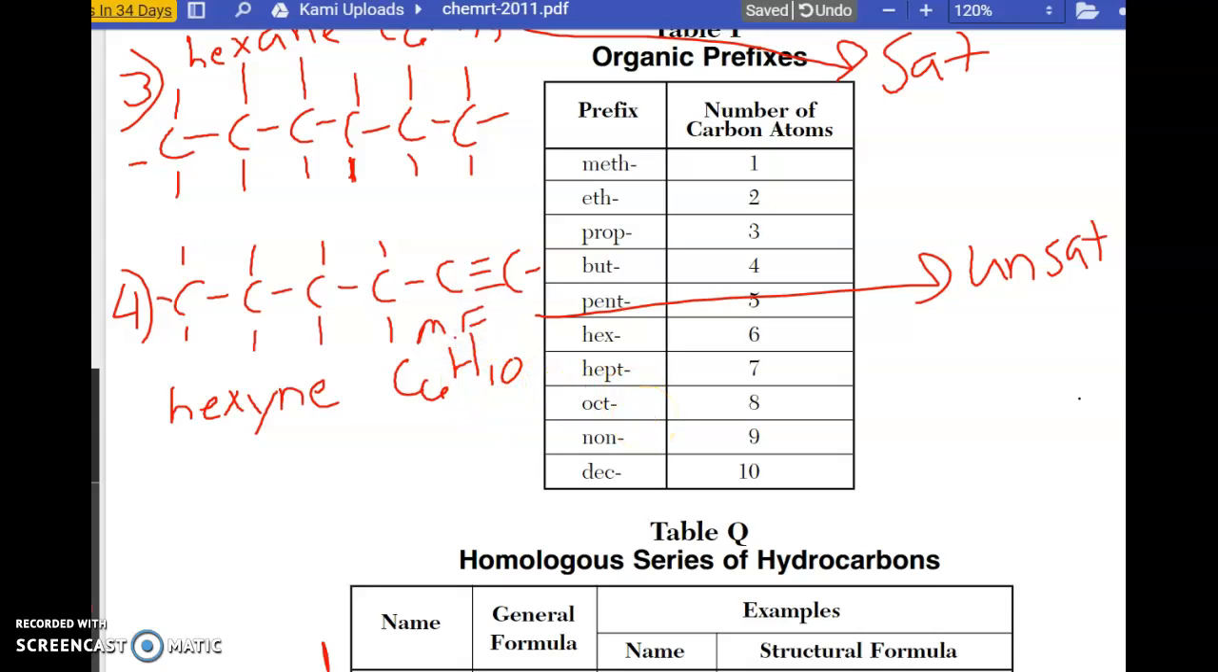And you can simplify this one also, because 6 and 10 are divisible by 2 as well. So it simplifies to C3H5. This is your empirical formula.